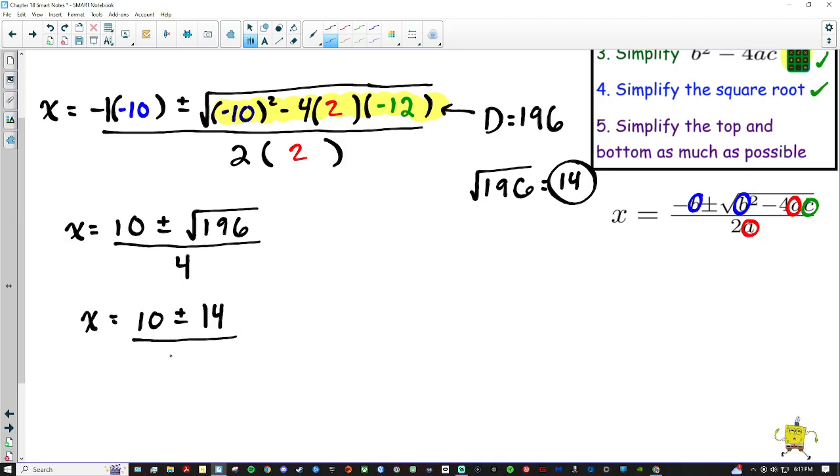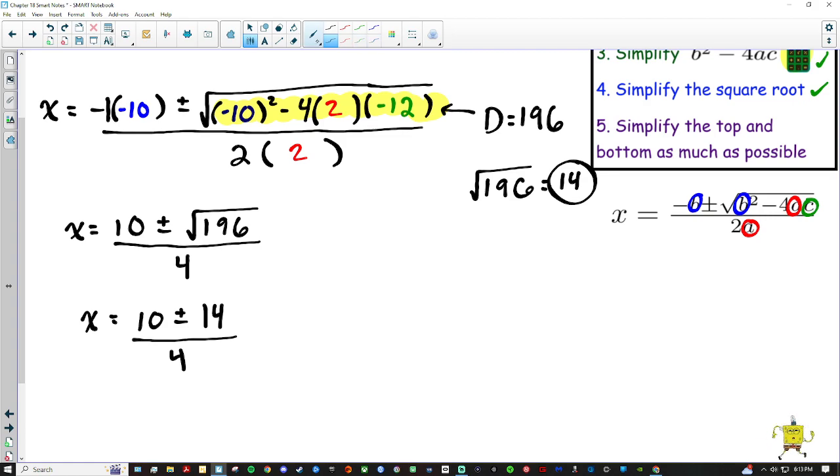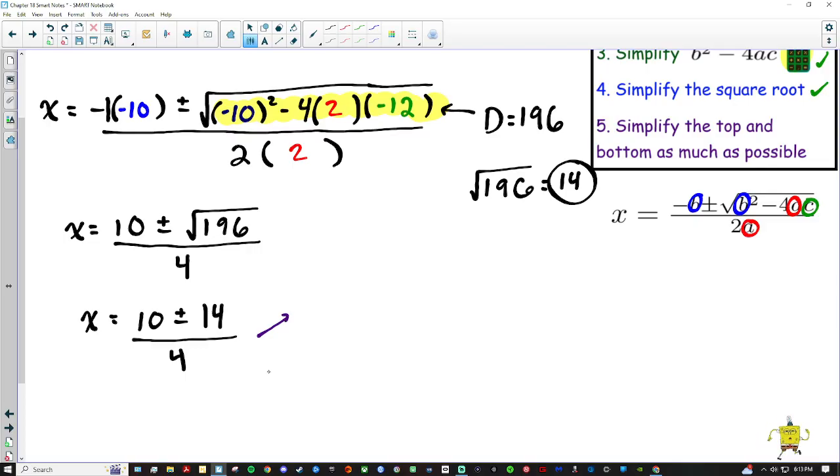all divided by 4. So this is almost done. We just need to simplify the top and bottom as much as possible. So this is going to split into two separate little problems. Okay. So this is what a plus and minus means. We're going to split this into 10 plus 14 over 4 and 10 minus 14 over 4. And we're going to figure out what each of these equal.